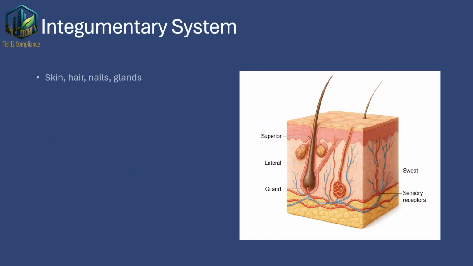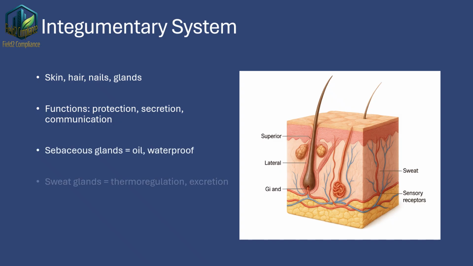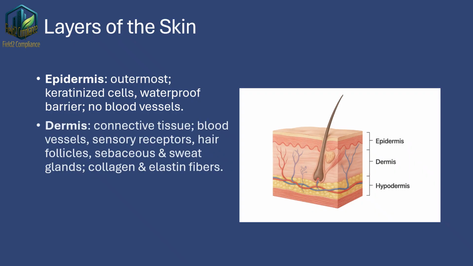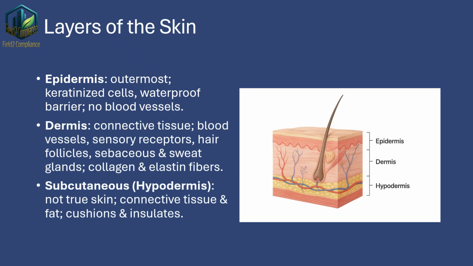The integumentary system includes skin, hair, nails, and glands. It protects against pathogens, secretes oils and sweat, regulates body temperature, and communicates through sensory receptors that detect pain, pressure, and temperature, critical for safety awareness. From outside in, skin has three main levels. The epidermis is our waterproof shield. The dermis is the workhorse. It's packed with blood vessels, nerves, and glands. And beneath, the subcutaneous layer cushions and insulates, linking skin to muscle.